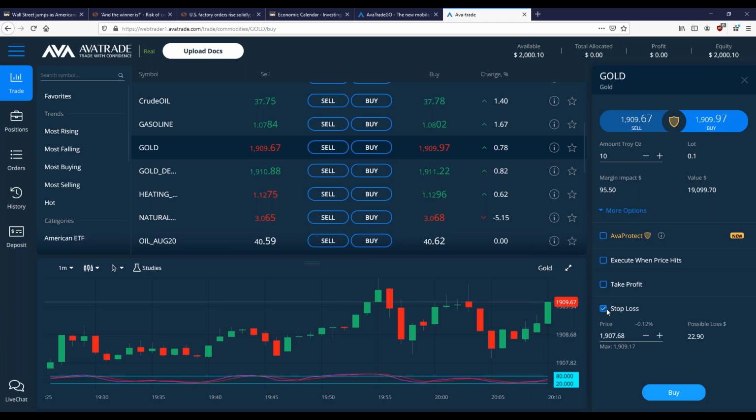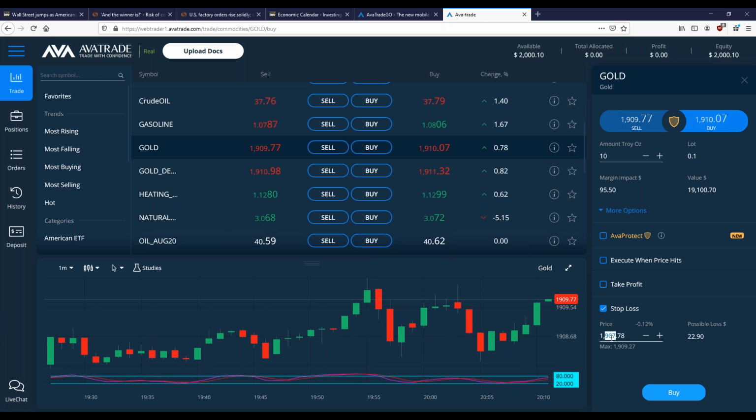I could say, okay, where's my stop loss going to be? Maybe I say I'm buying and I want my stop loss just below 1900. Maybe I say I want my stop loss at 1899. Okay, 1899. So how much am I risking? It tells me right here, $109 approximately. Why is that moving? Because the market's moving. It's a live read of how much I'm risking from the current price to the stop loss I programmed. So I know exactly what I'm risking.